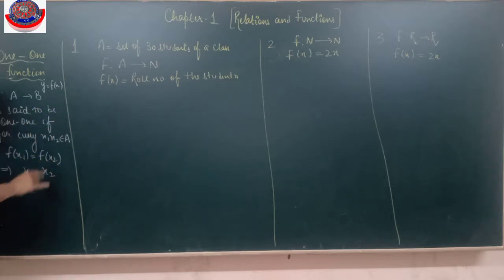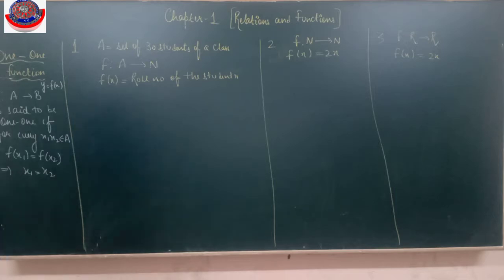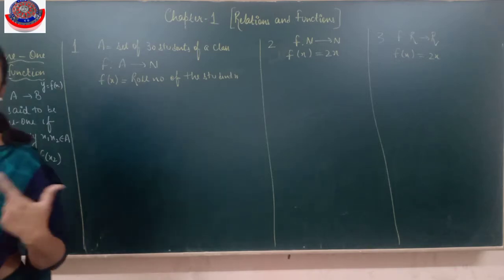If the images are equal and it implies that the elements are also equal, then we say the function is one-one. That means if we take the images as equal and the elements also come out equal, it means when the images are equal the elements are also equal. This means if the images are different then the elements will also be different, only then it will be one-one.